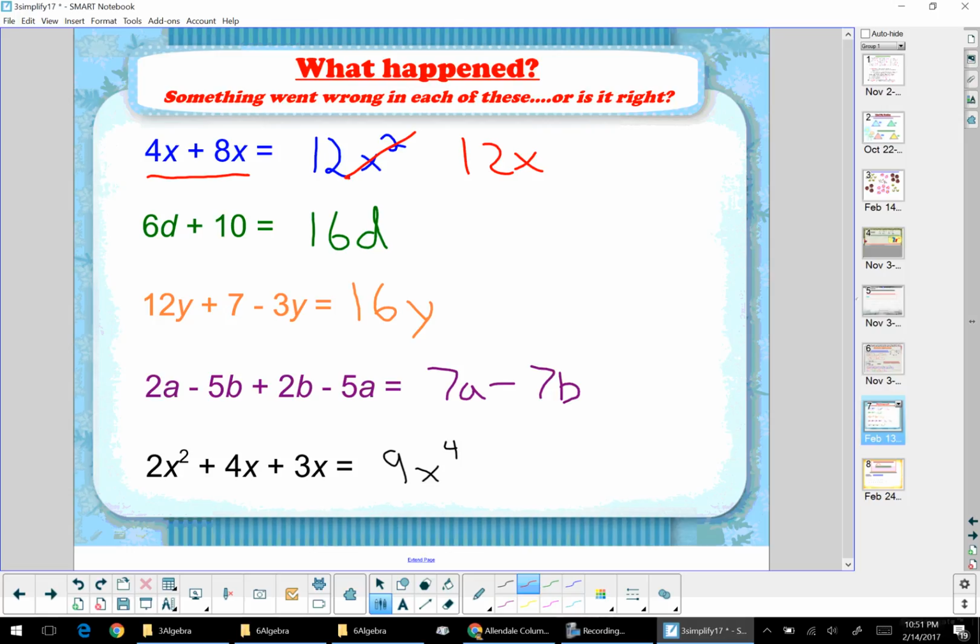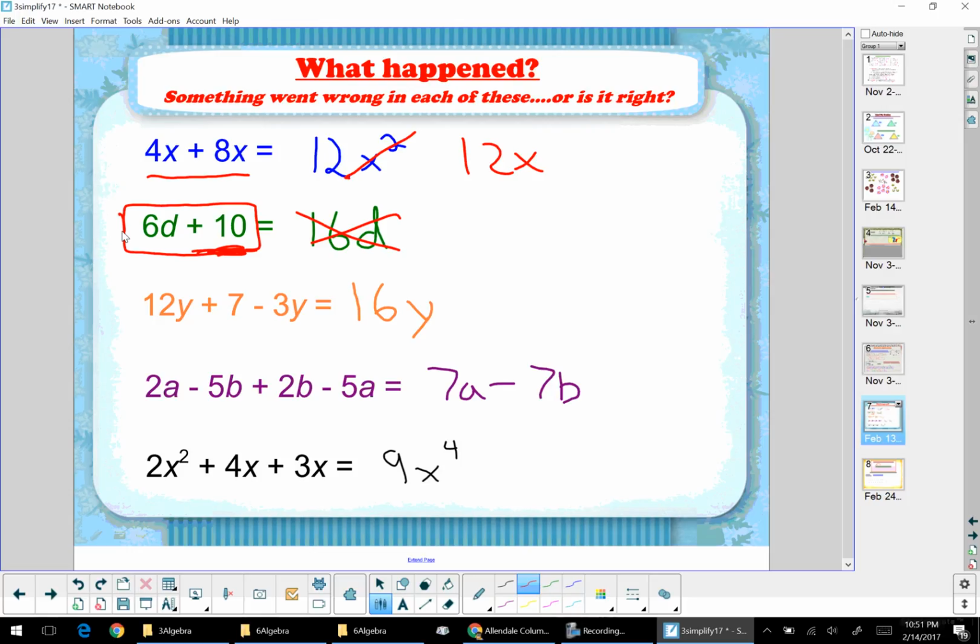In the second case, we have a 6d and a plus 10. Does this 10 have a d on it? It doesn't, which means I can't combine it with the 6d. So if this were 10d and 6d, then I would get 16d. But unfortunately, that 10 can't be combined, so that is as simple as it's going to get. This one actually can't be simplified any further. That's our answer.